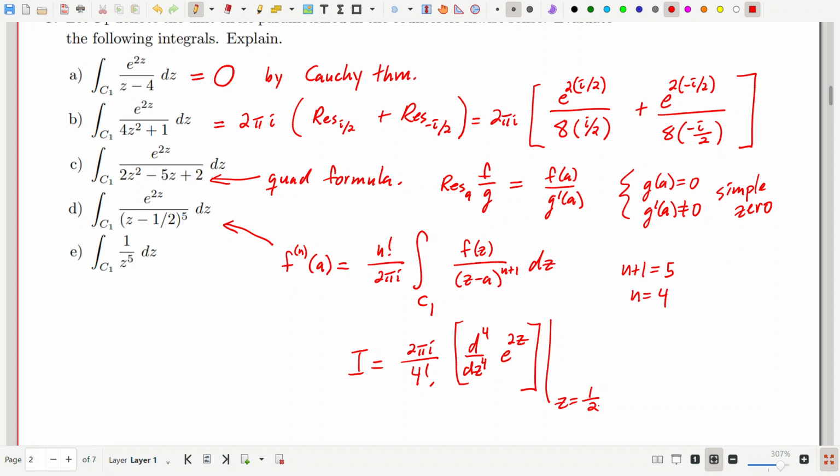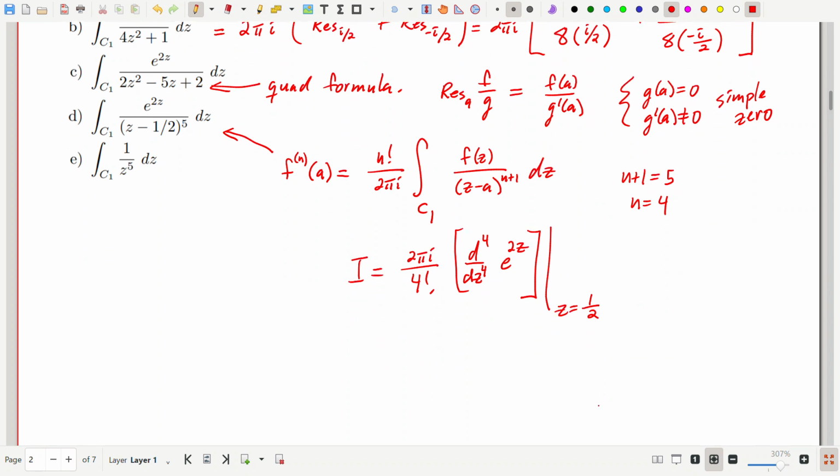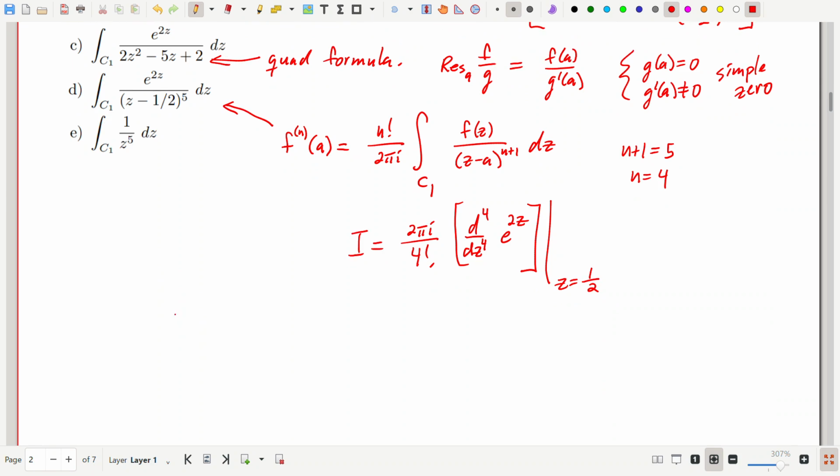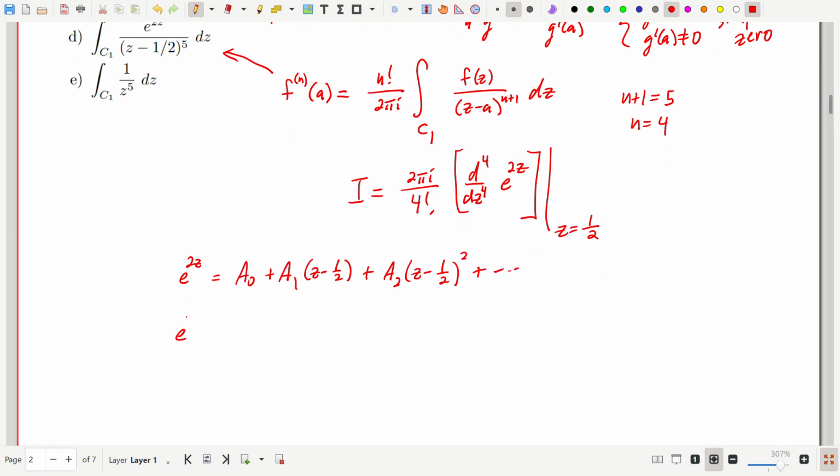Yeah. So in this case, since the Taylor series of the numerator is pretty easy, or well known, because the fourth derivative is easy, you can get the Taylor's formula. But if you're going to use the residue theorem there, I would write e to the 2z is a0 plus a1 times z minus a half plus a2 times z minus a half squared plus dot dot dot, and then e to the 2z over z minus a half to the fifth.